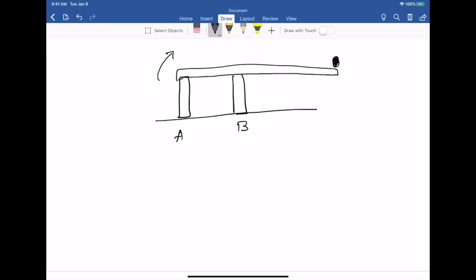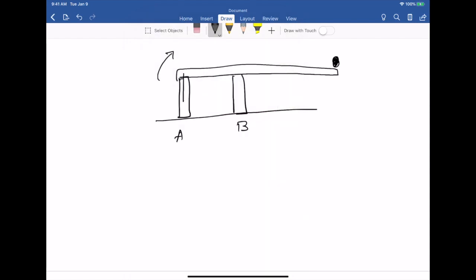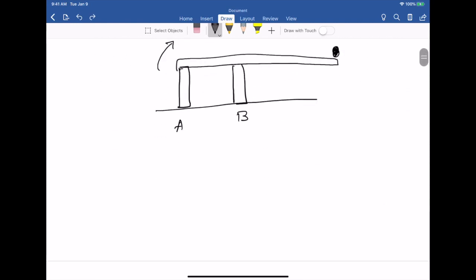That is not happening. So if that is not happening, what must be the direction of the force exerted by A on the diving board? The answer is A must be pulling down on the diving board to prevent it from rotating in the clockwise direction. So from there you can conclude that the force exerted by A is in the downward direction. So this red arrow shows the direction of the force exerted by A, right?